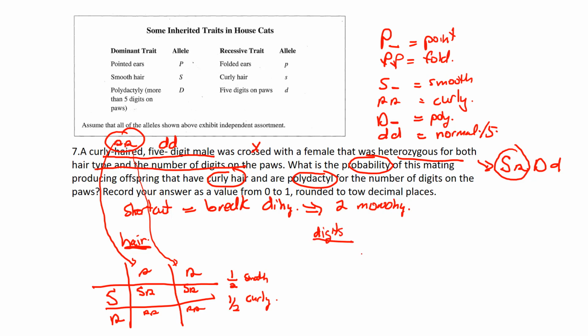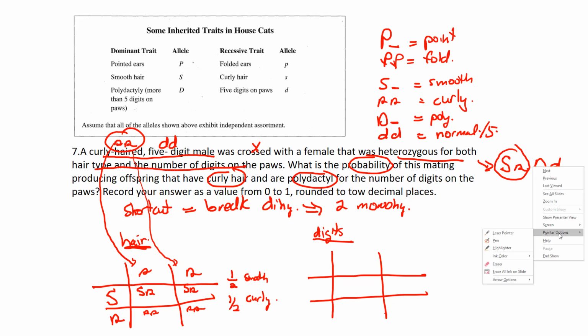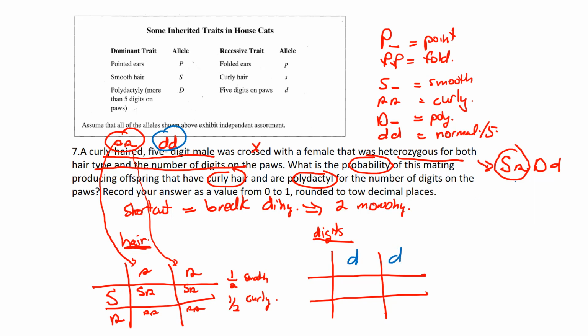Now, let's isolate the other trait that we're talking about, digits, how many digits they have. We're going to do a quick little monohybrid with, again, those two parents. Let me just change pen color here. We'll isolate those. We're going to take this one here, put him down the top, little d, and then take the other genotype for digits and put it down the side.